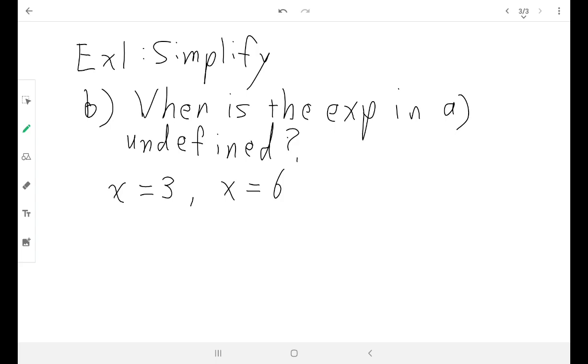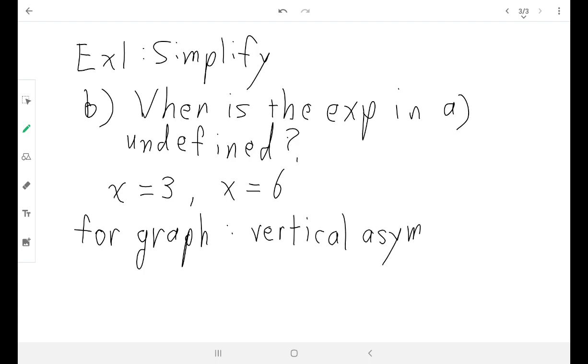And for the graph, if we were to be graphing y equals that expression, that would mean that there would be vertical asymptotes at x equals 3 and x equals 6. So if you were thinking about graphing it, that's where that would come from. Okay?